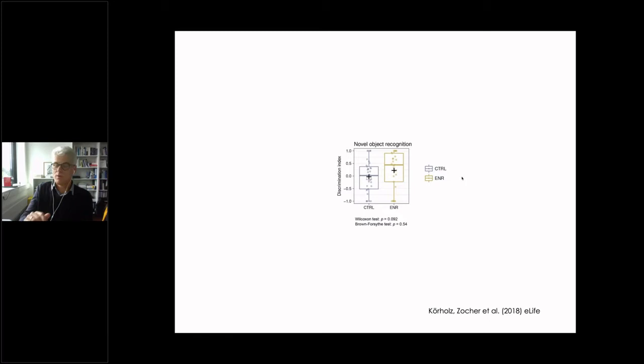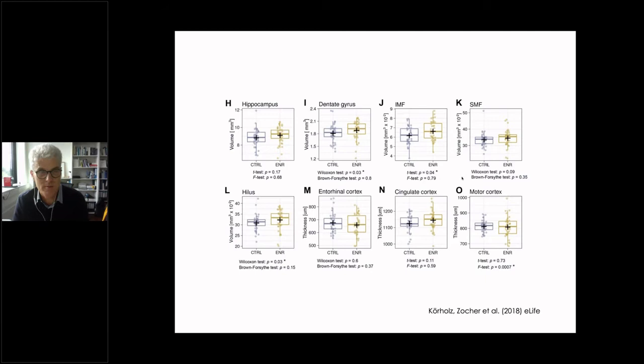And that's all true. If you look at morphology in these animals, you can see the hippocampus, all kinds of submeasures. Sometimes, in the dentate gyrus, you find a mean difference, perhaps a tendency for a variance effect. But interestingly, especially considering the behavioral tasks that we saw, there is an effect on variance in the motor cortex. So it seems that enrichment does something to the brain, but it doesn't do that in a simple, consistent way.